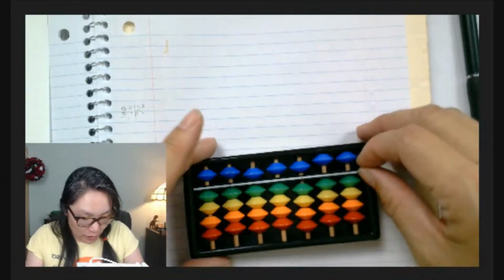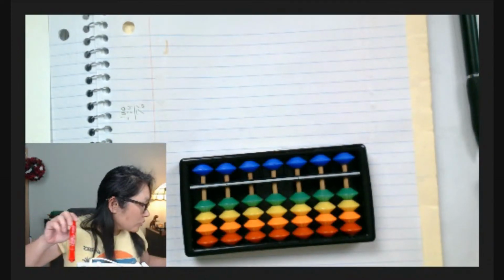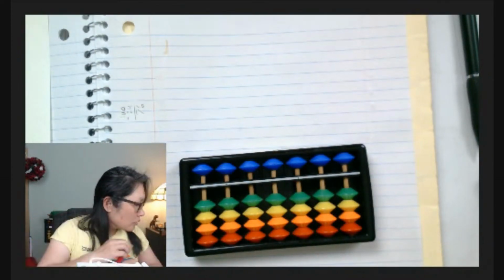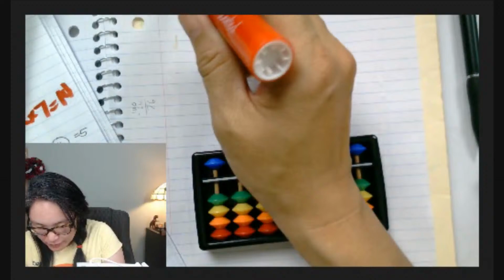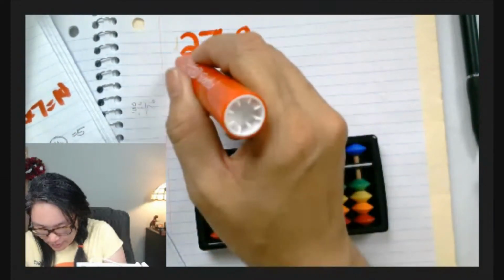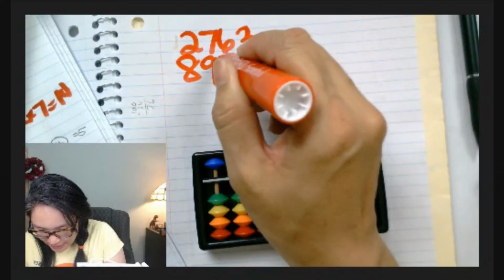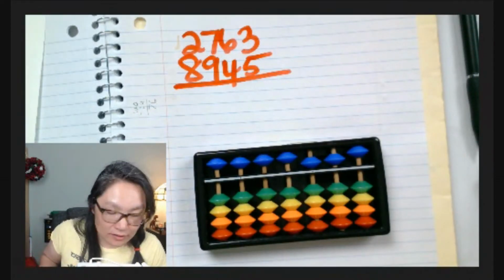Okay, we have this. So the question is, what's the question? Let's see if we could do this one. We have 2, 7, 6, 3, 8, 9, 4, 5. How's that? Are we going to do that? Is that all right?